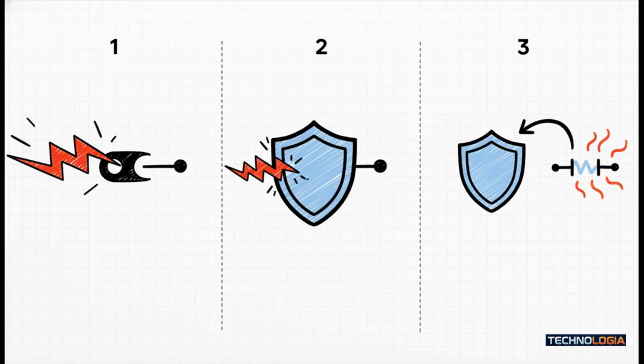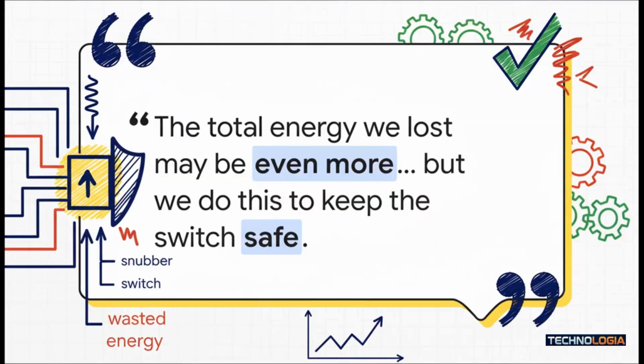The snubber does a great job saving the switch by grabbing all that dangerous energy, but that energy has to go somewhere. It doesn't just disappear. The snubber circuit itself now has to deal with it, and usually that means turning it into heat. And this quote is just fantastic because it gets to the heart of this trade-off. It says, "The total energy we lost may be even more, but we want to do this because we want to keep the switch safe."